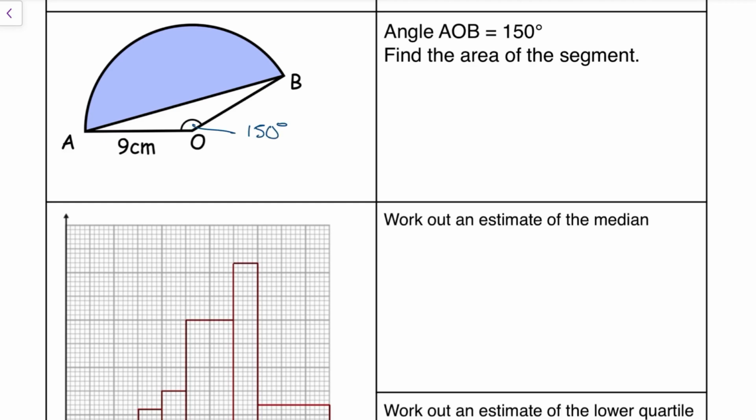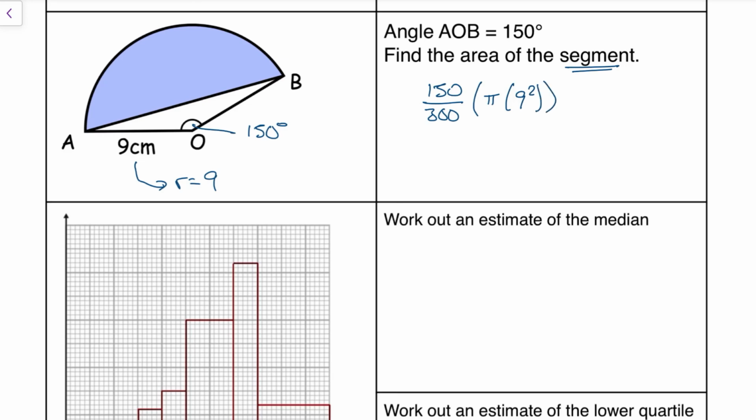Work out the area of the segment. The segment is like the piece of orange at the end, if you like. My technique here is I'm going to work out the area of a sector, which is going to be 150 over 360 times the area of the circle, which is going to be pi. Well, what I should have said is note the radius. So the radius is 9. So pi times 9 squared.